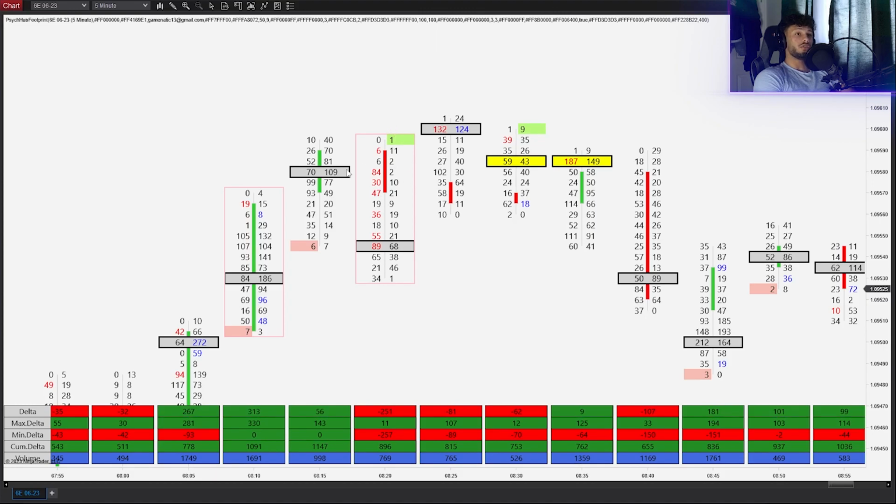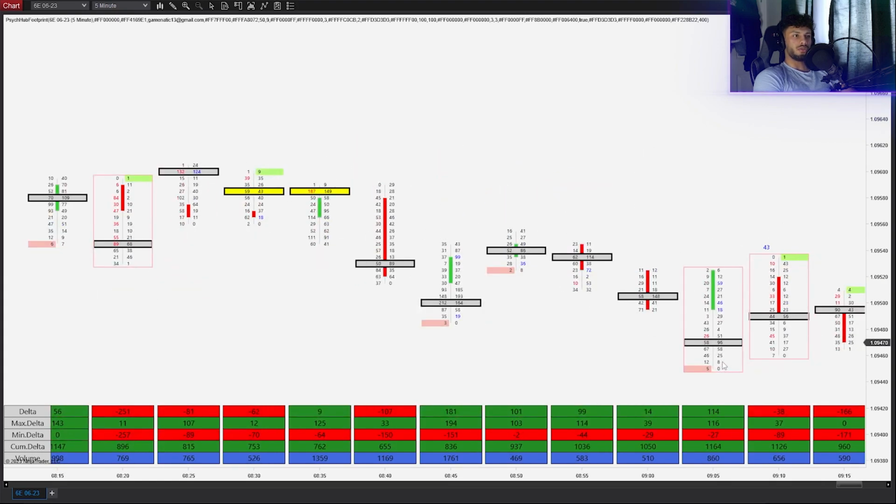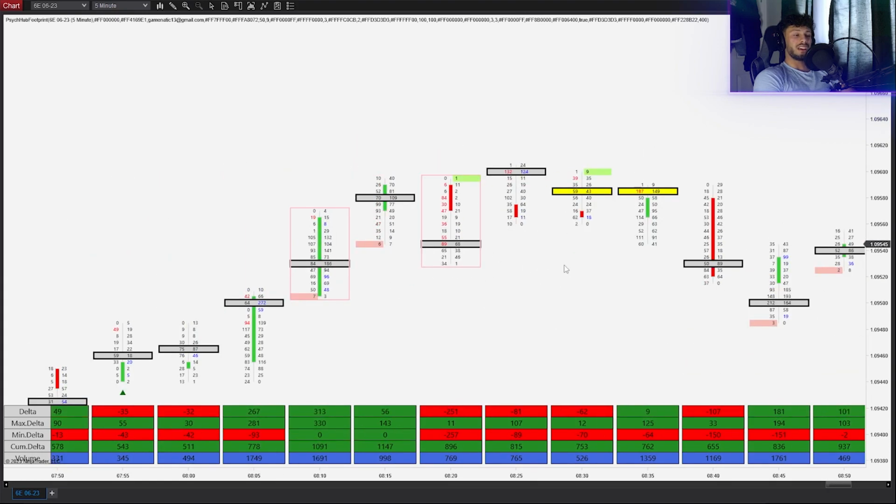So you can see there's a lot of strong selling here. So a lot of selling imbalances. Once again, some strong selling right here. And then look, the market goes down. So this is a very, very good way. It's like an indicator to tell you about strength.